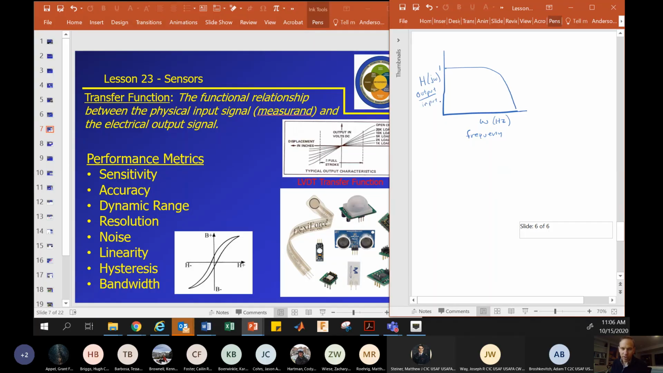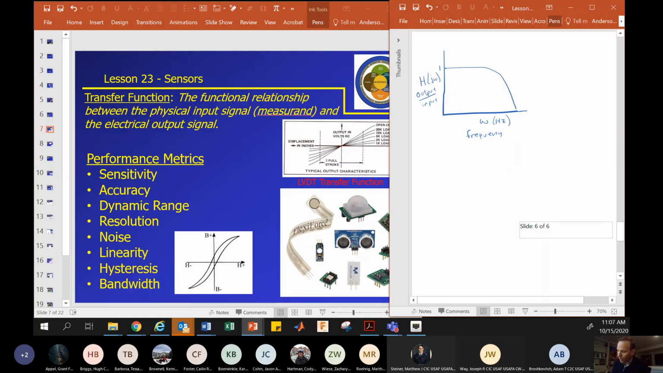Is this all completely new stuff, or have you seen this before? It's been a little bit, but I think we have seen it before. Last spring in system dynamics, I hope.